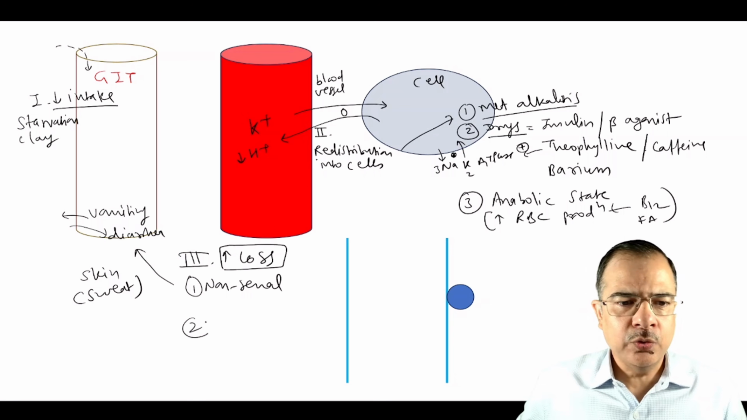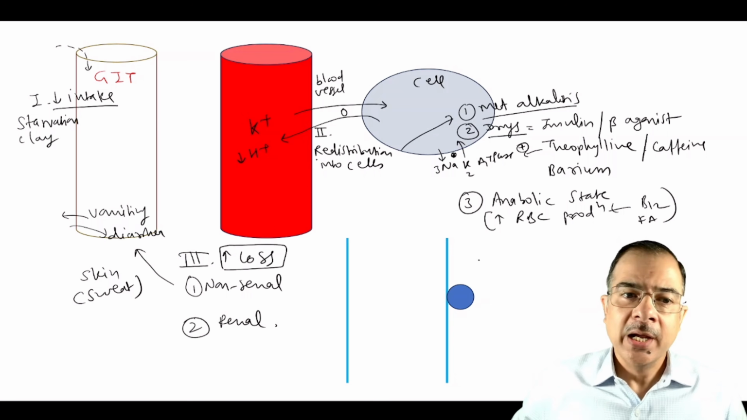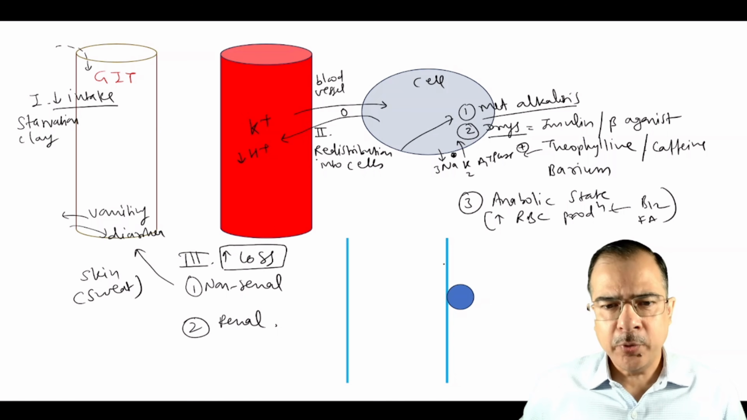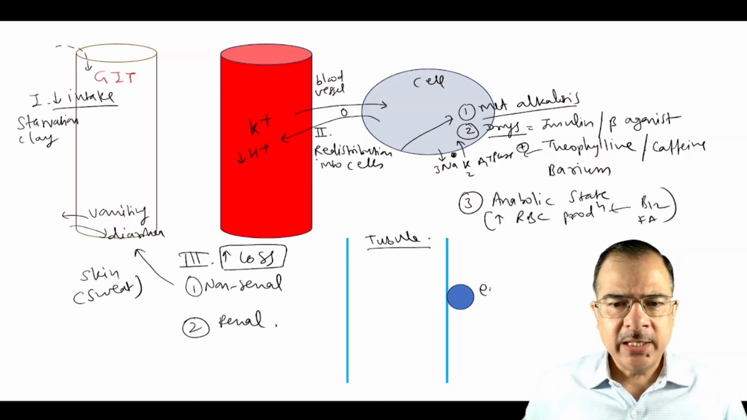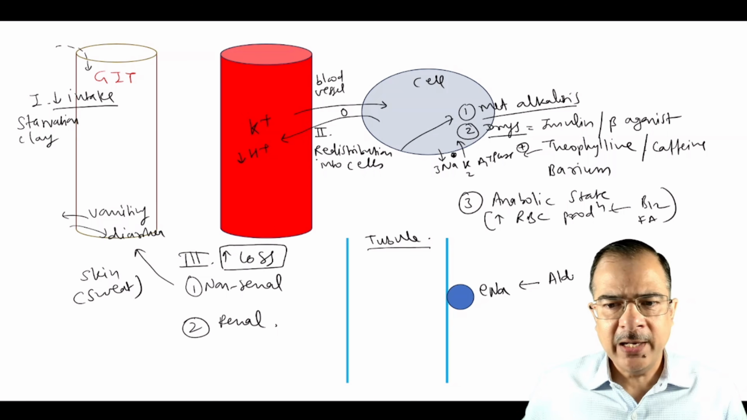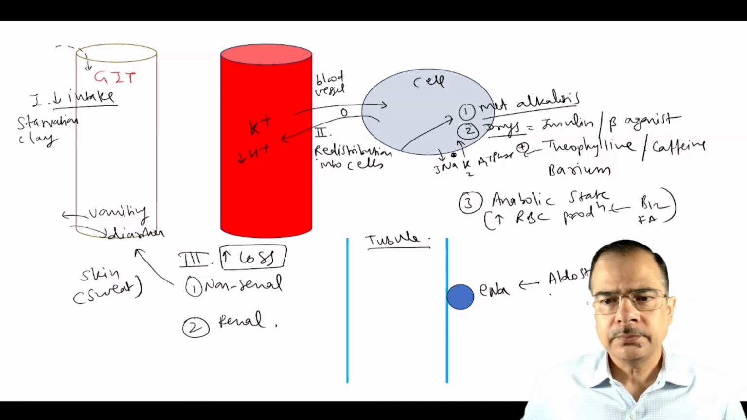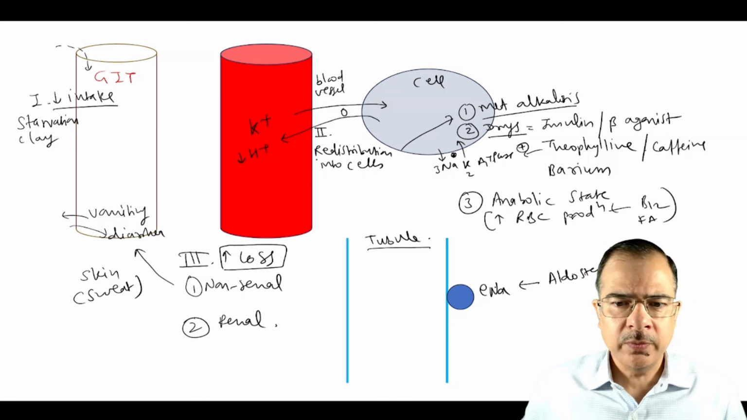Now number two is the renal causes. This is more important for us. So how do renal causes lead to potassium loss? For example, this is a tubule. In the tubule there is a channel known as the ENaC, the epithelial sodium channel, and it is under the influence of aldosterone. Its function is to absorb sodium.